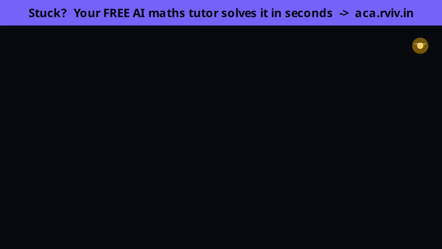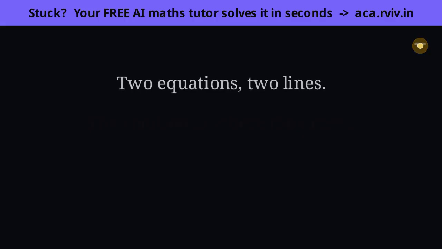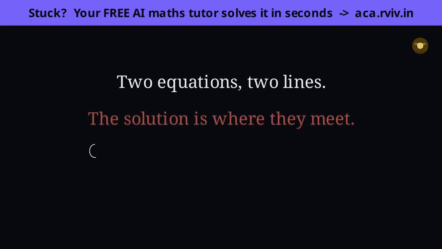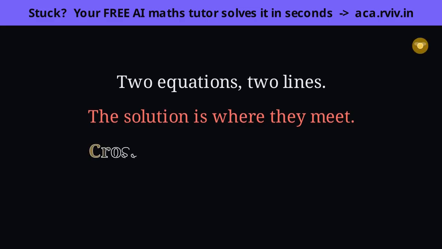That's the whole chapter held in one picture, and it's worth carrying with you. Two equations are two lines. The solution is simply where they meet. And there are only three ways two lines can relate: cross once for a unique solution, run parallel for no solution, or lie on top of each other for infinitely many.